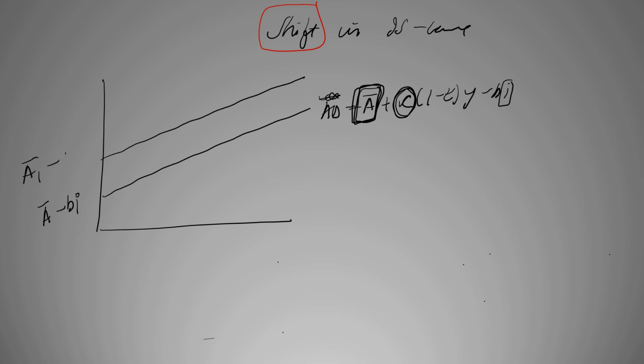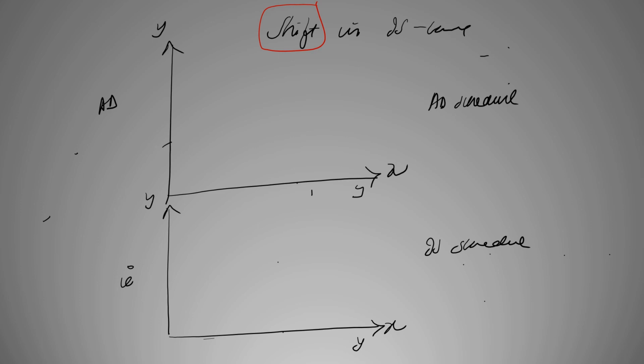Say A1 minus bi, so the intercept is going to change. So you see, this is due to a change in A, right? This is the variable that is going to shift our IS curve. Now we will see how.